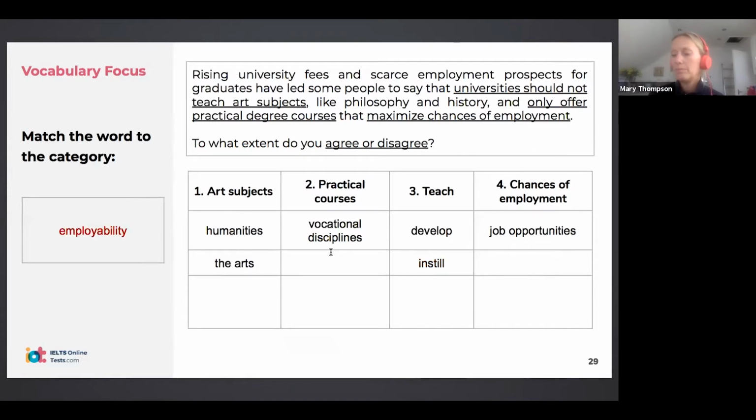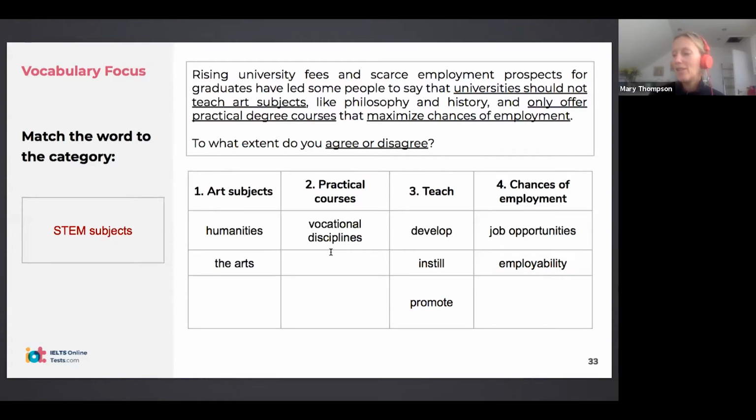Employability. So vocational disciplines, well, it means really the same as, it's similar to practical courses. So it's the courses that can lead to particular jobs. So employability is 4, that's right. Promote is 3, yeah.